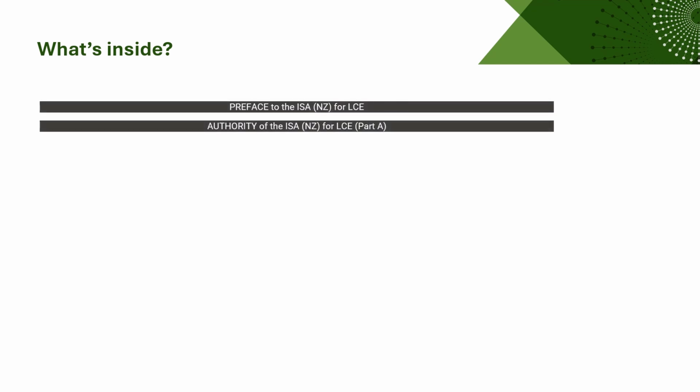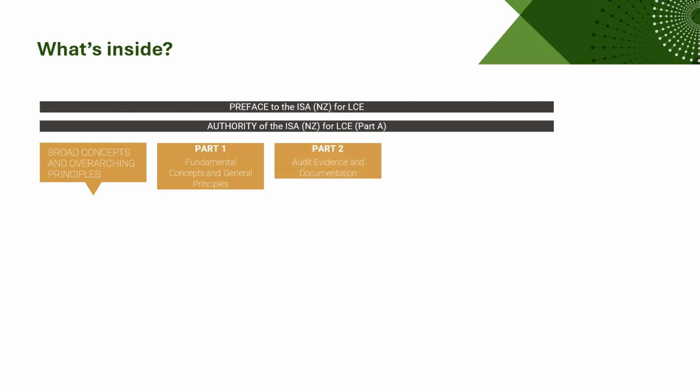So the beginning of the standard is the preface, and then Part A, the authority, which the auditor uses to determine whether or not they can use the ISA for LCE. So really, is the entity a less complex entity or not? The standard's been structured to follow the flow of an audit, starting with matters that are overarching to the audit. So at Part 1, we've got the fundamental concepts and general principles. Part 2, the overall audit evidence and documentation requirements. And Part 3, engagement quality management.